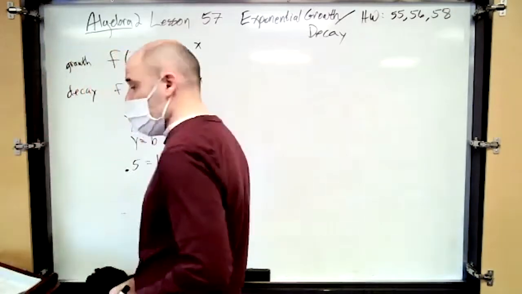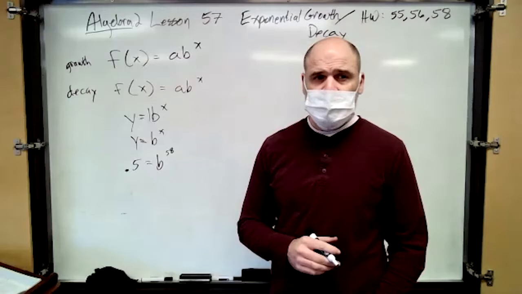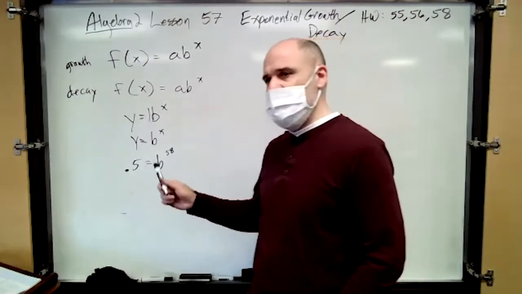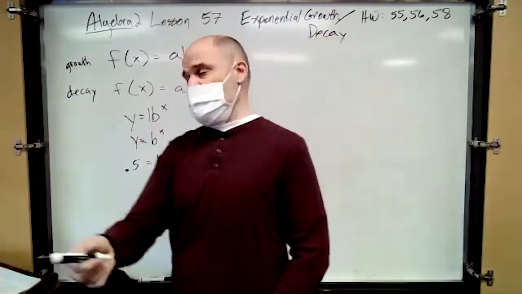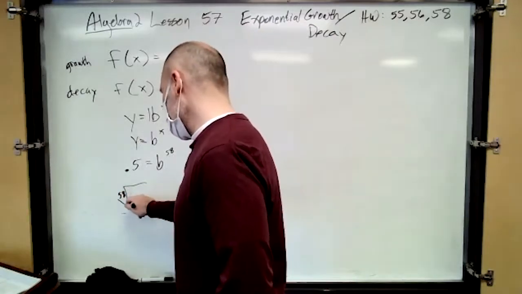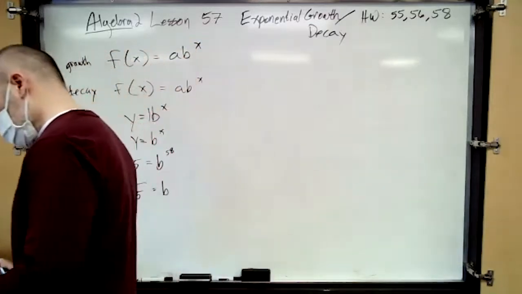So basically, if I solve for b, how do you solve for b? Not divide it. What's the opposite of an exponent? Not square root it, but 58th root it. So basically, the 58th root of 0.5 equals b.